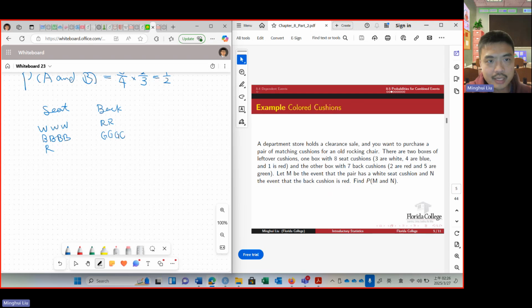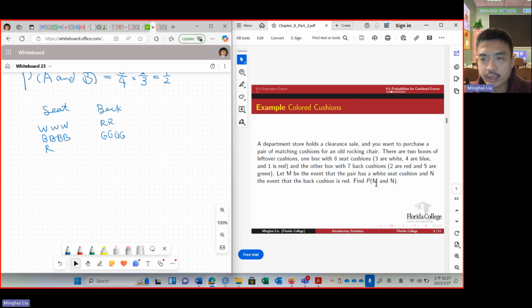So now let's take a look at M, the event that a pair has a white seat cushion, and N, the event that the back cushion is red. So here, M, if you just close your eyes and randomly choose 2 cushions, M is what you choose from the seat cushion being white, and N is the back cushion being red. Well, now in this case, M and N are mutually independent.